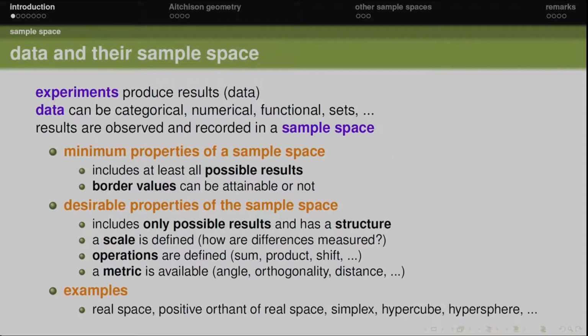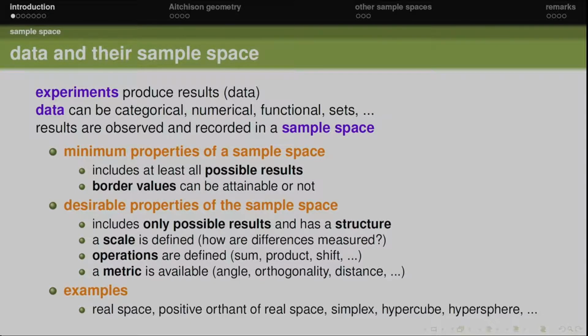What do we know about the sample space? When we make an experiment, we obtain some results, and we express these results as data. Data can be of different types: categorical, numerical, functional, sets, whatsoever. But they are observed and recorded in a sample space, and it is important to give some thought about which is the sample space of our data.